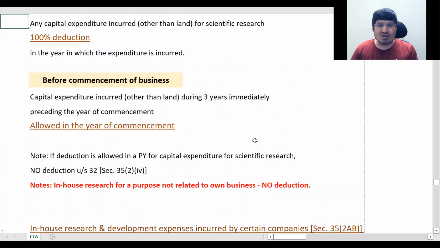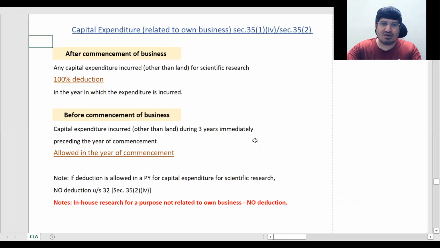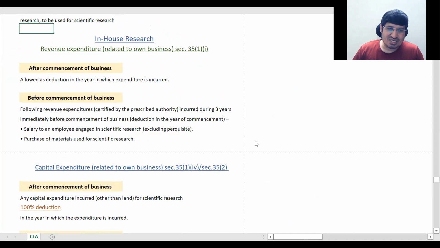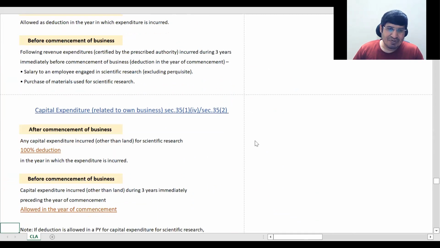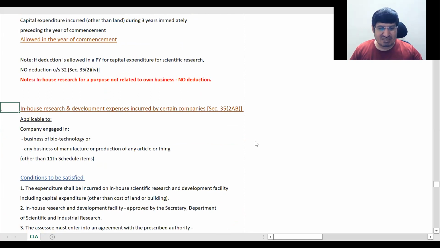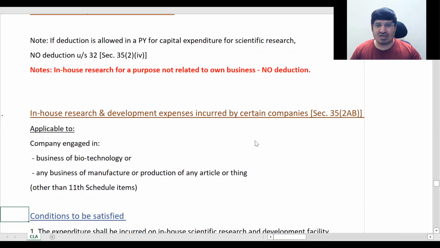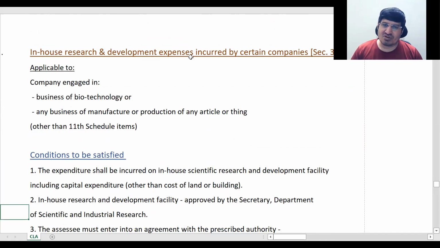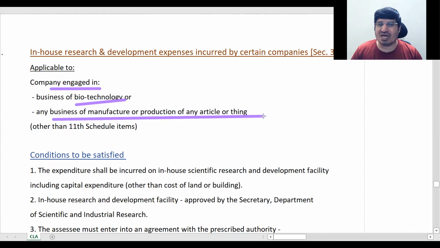So till here we talked about in-house research, revenue expenditure and capital expenditure. Now next we are talking about another in-house research only. It is for two specialized businesses. If you are a part of that business, then you will directly go to this section. You won't go to the first sections. This is specifically for two businesses. This is also in-house research and development only for companies engaged in biotechnology and any business of manufacture or production of any article or thing.